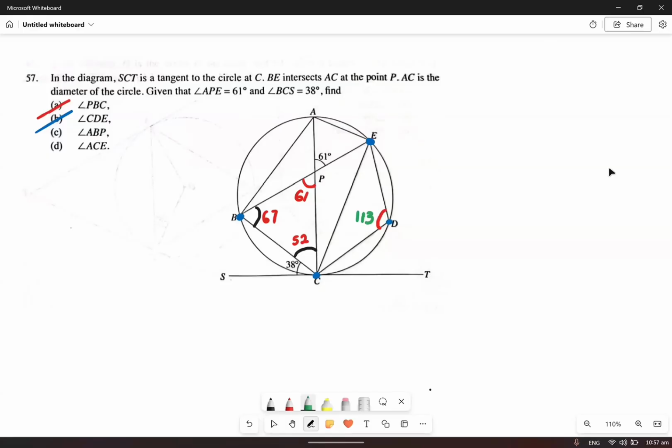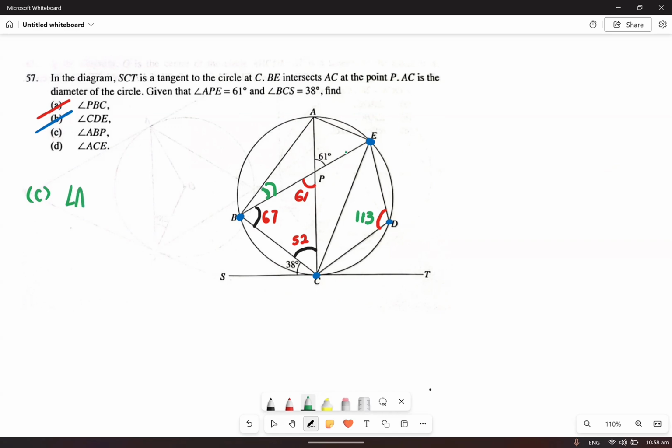ABP, where's ABP? ABP is this part over here. How many of you can see a semicircle? It's just 90 minus 67. Correct. Why? Right angle in a semicircle. Very good.